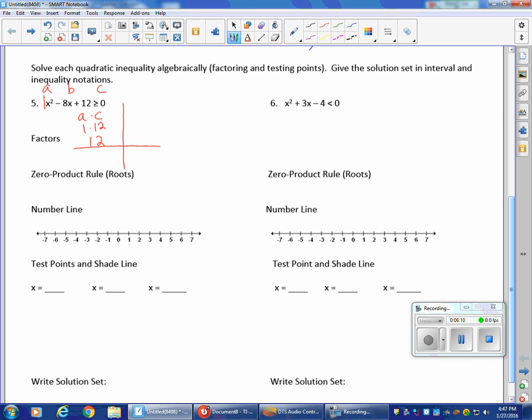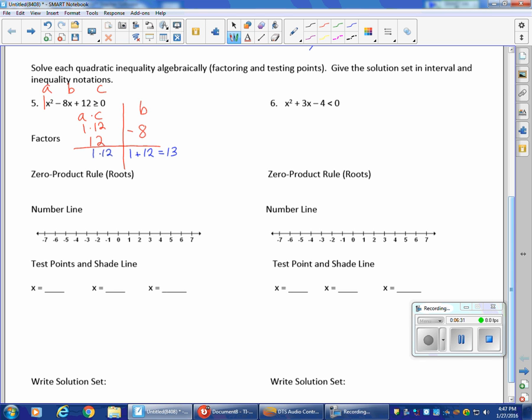And I'm going to take B, which is negative 8. So I'm looking for two numbers that multiply to give me 12 and sum to give me negative 8. Well, starting with 1 times 12, it multiplies to give me 12, but if I add them up, it gives me a positive 13.